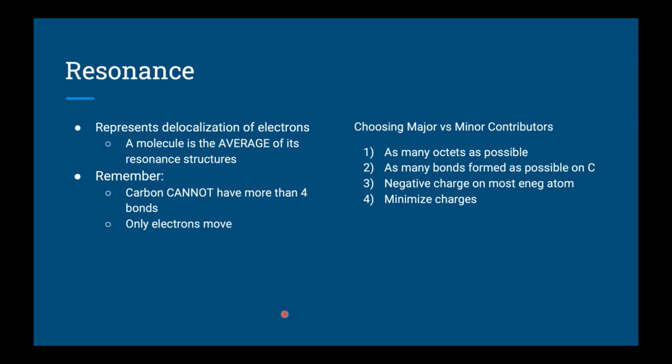And also something to remember is to minimize charges. You will just want to have overall less formal charge on each atom. If there must be one, it should be on that more electronegative atom, such as oxygen or nitrogen.